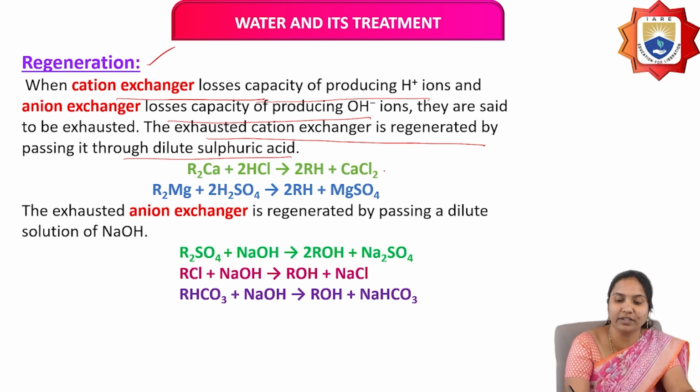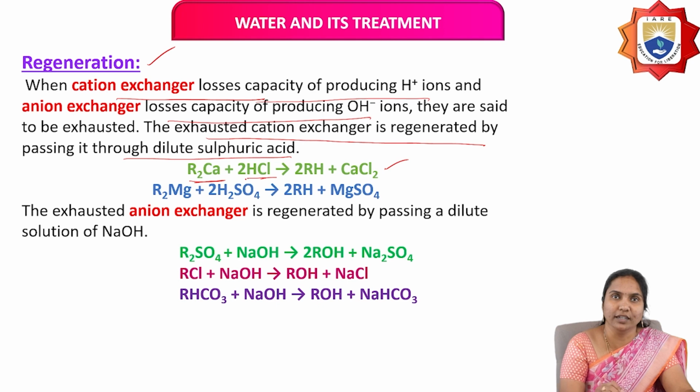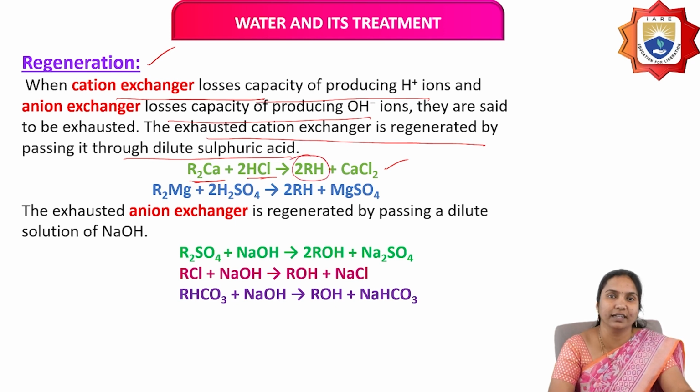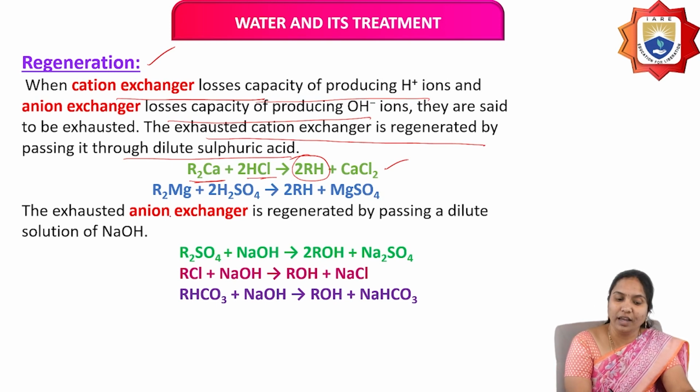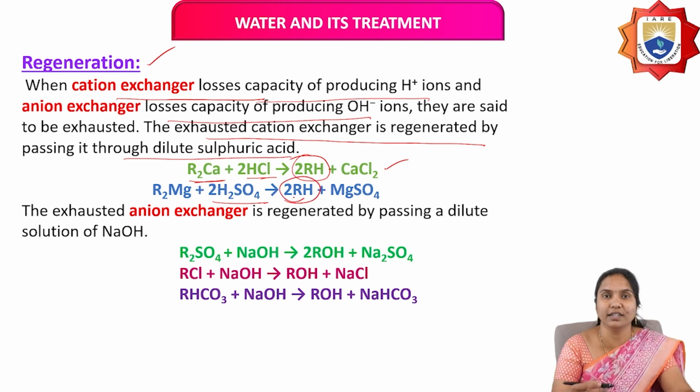In this case, it is the reverse reaction. For example, the cation exchange resin R2Ca can be regenerated by passing HCl or H2SO4. In this case, the cation exchange resin RH2 or RH is regenerated, reproducing H+ ions into the water. Likewise, the cation exchange resin is regenerated using dilute sulfuric acid, again reproducing H+ ions into the water.